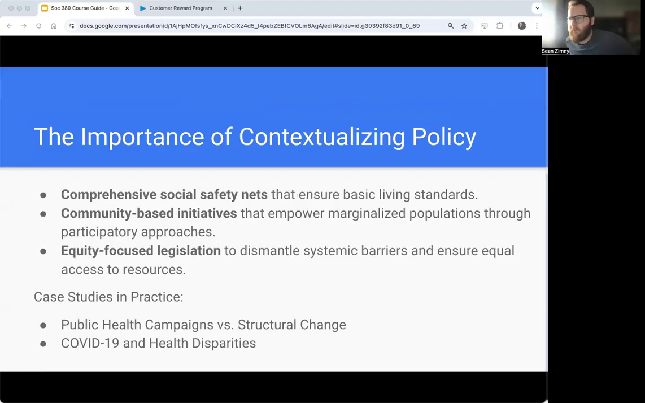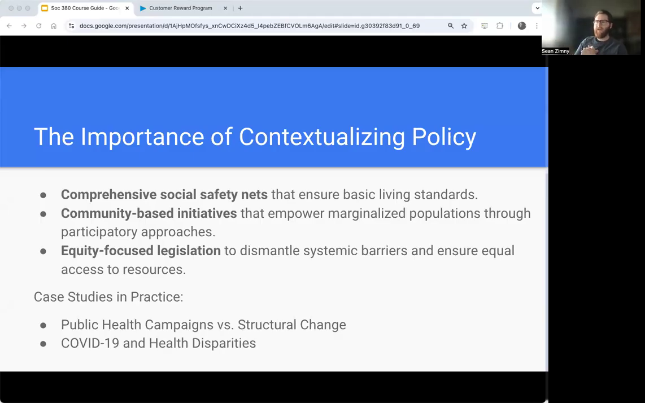Okay, so those were some examples of those fundamental causes, and now let's talk a little bit about policy and contextualizing policy and why that's important. From a sociological perspective, health interventions have to move beyond individual-focused solutions, again, those downstream approaches like awareness campaigns or behavior change programs. While such initiatives can yield, and do yield, benefits, they often overlook those structural roots of health disparities.